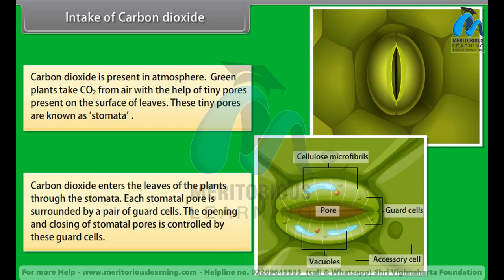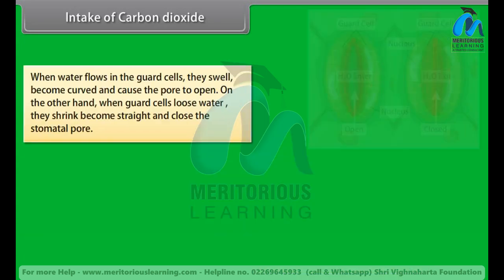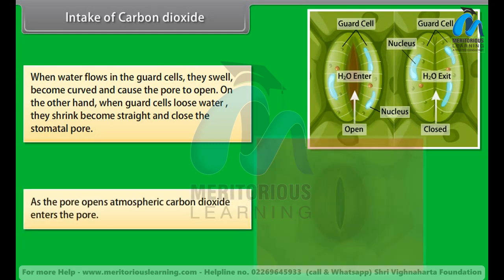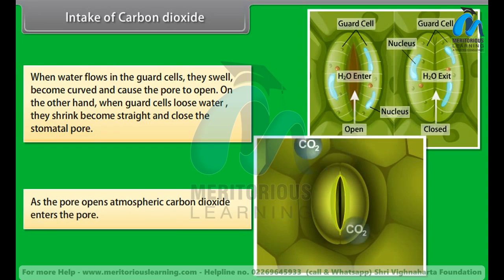Each stomatal pore is surrounded by a pair of guard cells. The opening and closing of stomatal pores is controlled by these guard cells. When water flows into the guard cells, they swell, become curved, and cause the pore to open. On the other hand, when guard cells lose water, they shrink, become straight, and close the stomatal pore. As the pore opens, atmospheric carbon dioxide enters the pore.